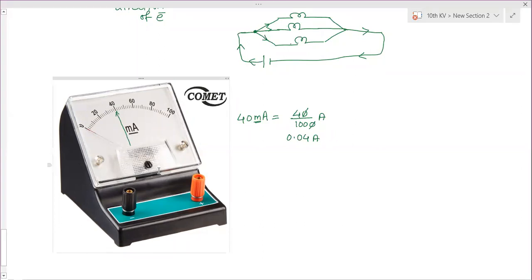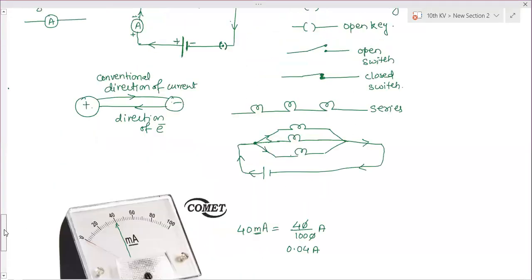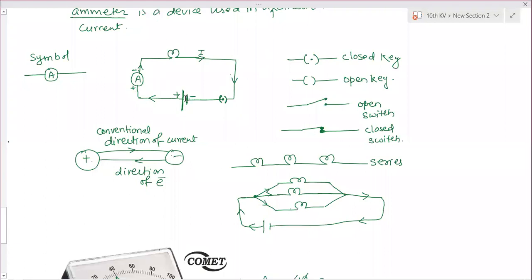So this is an ammeter, which is connected in the circuit always in the same path as that of the current. Therefore it is always connected in series. Is this clear? Yes, ma'am. The symbol of ammeter is this, with plus and minus signs. This is plus, this is minus. This is how we represent it in the circuit. So write down these points first.